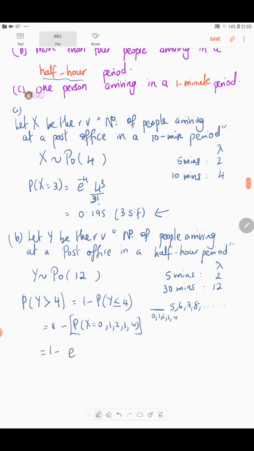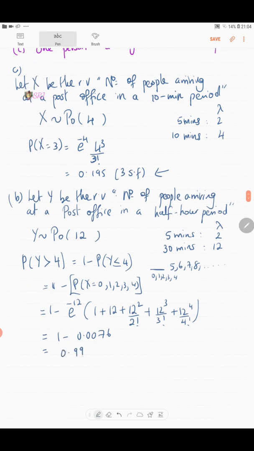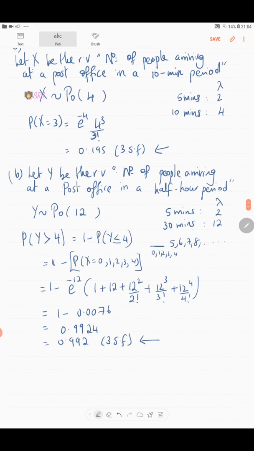So it's 1 minus e power minus 12. When we have probability y is equal to 0, inside the bracket it becomes 1. For probability y is equal to 1, it's 12 power 1 over 1 factorial, that is 12. Then 12 power 2 over 2 factorial, 12 power 3 over 3 factorial, plus 12 power 4 over 4 factorial. And the answer is 1 minus 0.076, which is equal to 0.9924, 0.992 to 3 significant figures. So this is for a half-hour period.